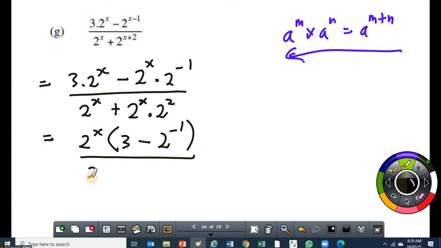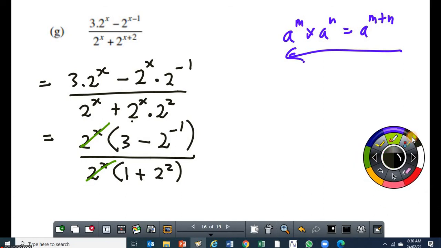Then here, it will be 2 to the power of x, open bracket. Divide this term by the common factor, you get 1. Right? Plus, divide that whole term by the common factor, you get 2 squared. Usually, when you are doing questions like this, when you take out the common factor in both the numerator and the denominator, it will cancel out. Okay? So, these two are going to cancel out based on the second law of exponents.